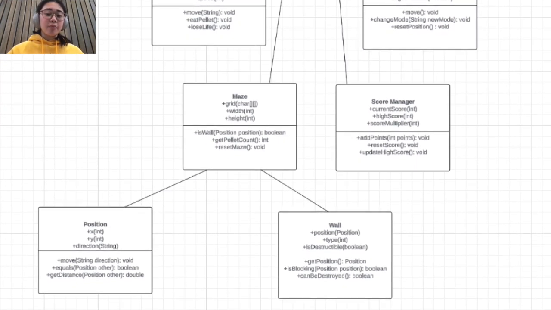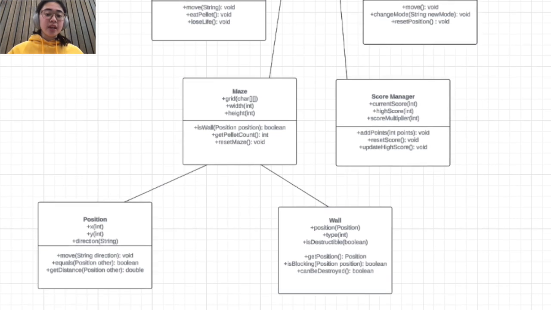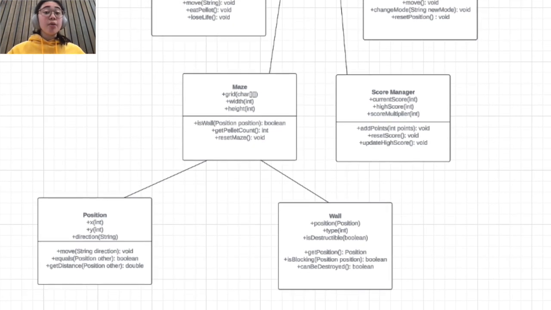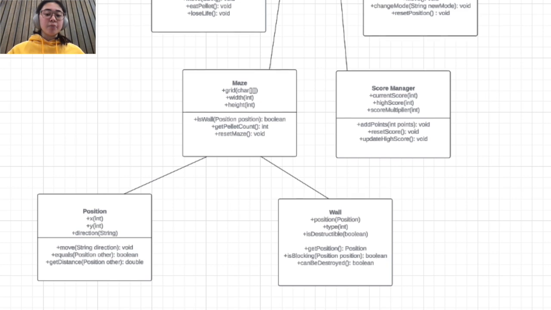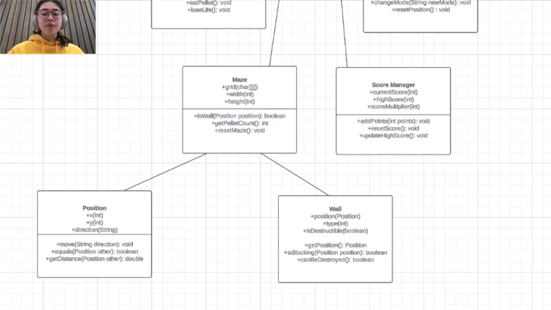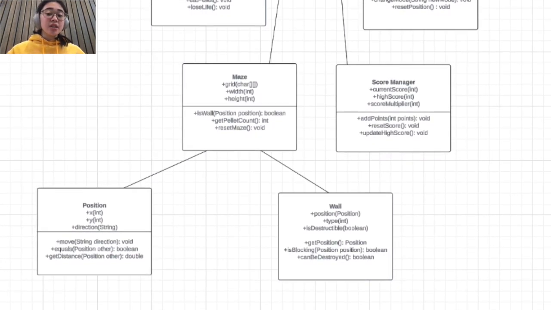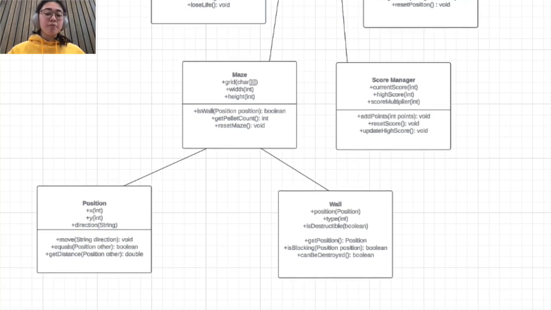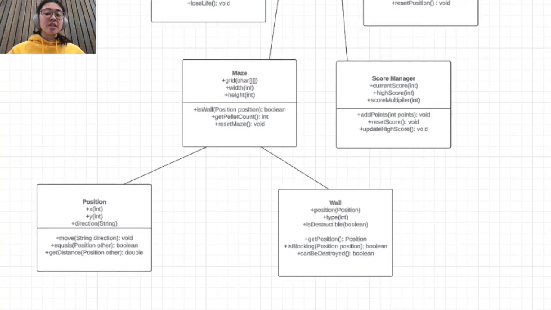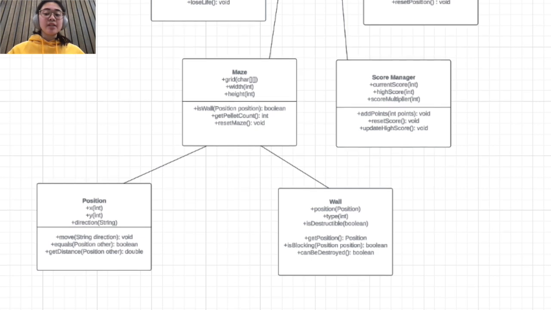This class diagram not only illustrates the relationship between these classes, but also reflects key object-oriented principles, such as encapsulation, where each class manages its own state and behavior, and SOLID principles, which ensure that the system remains modular, maintainable, and scalable.